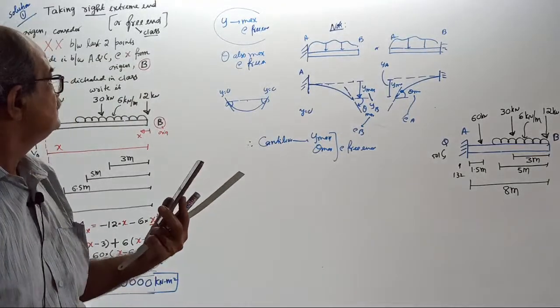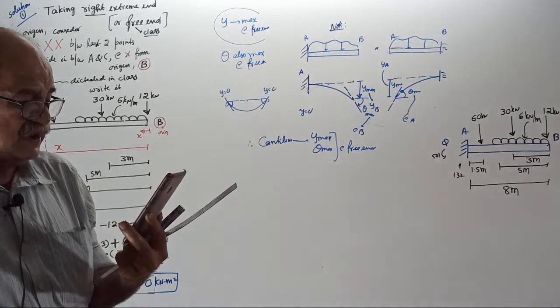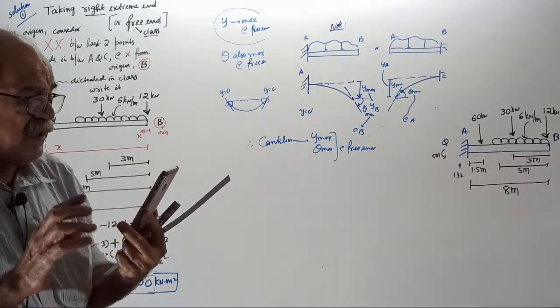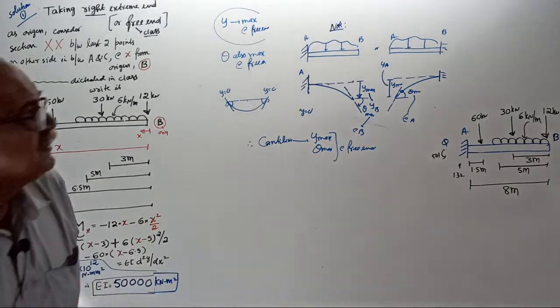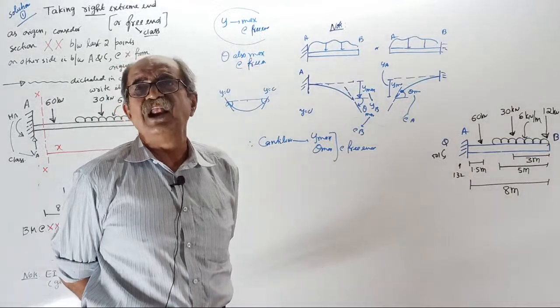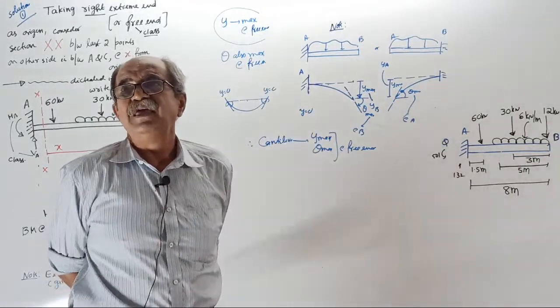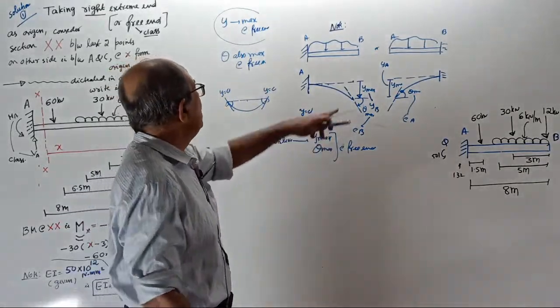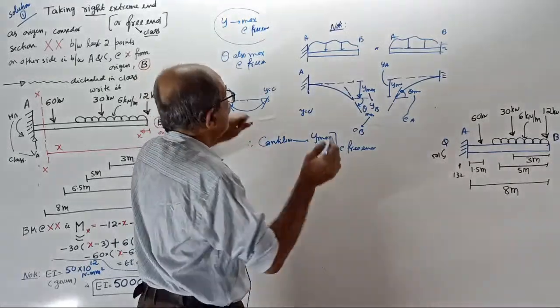Clear or not? Under normal load case, clear? Both are maximum at the free end. You are clear? Okay. Therefore, when you want Y maximum, you don't have to struggle like in a simply supported beam. Locate the point where slope is 0, etc., not required. Directly free end. Now, one condition over. Next.